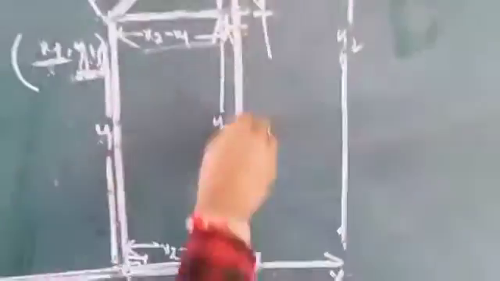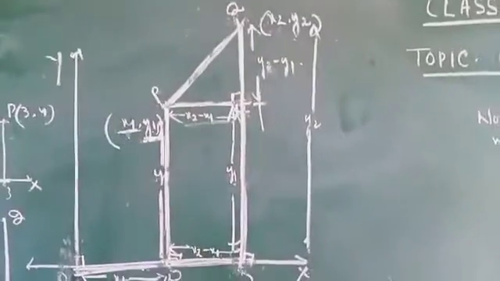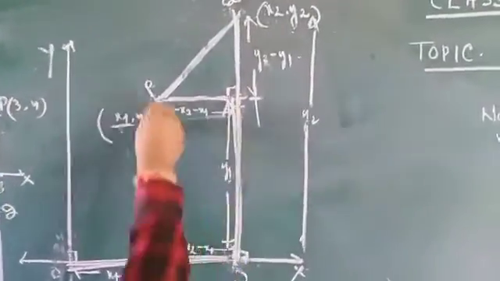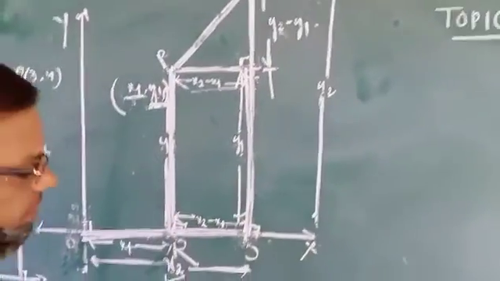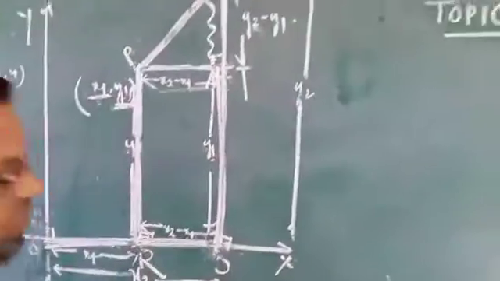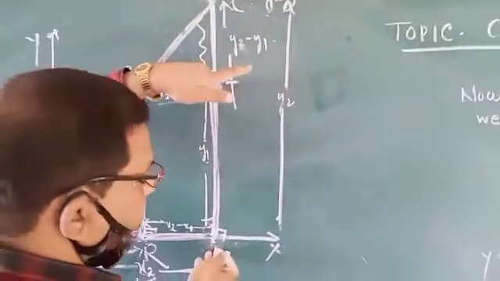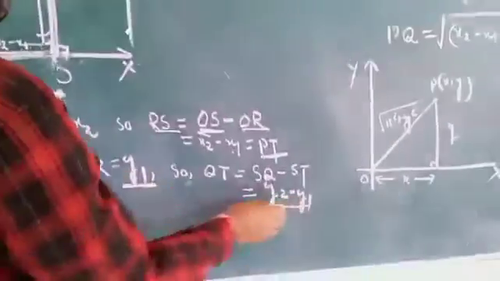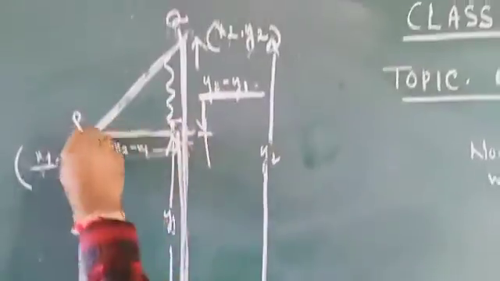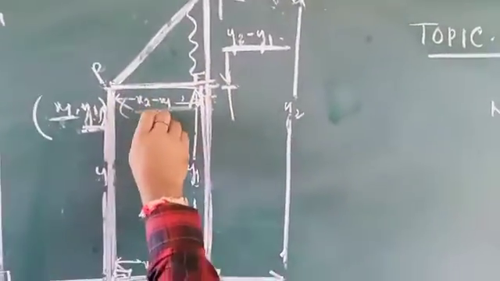SQ is equal to y2, ST is equal to PR, which is equal to y1. So QT is equal to SQ, the total, minus ST, which is equal to y2 minus y1. So this side is y2 minus y1, and this side is x2 minus x1.